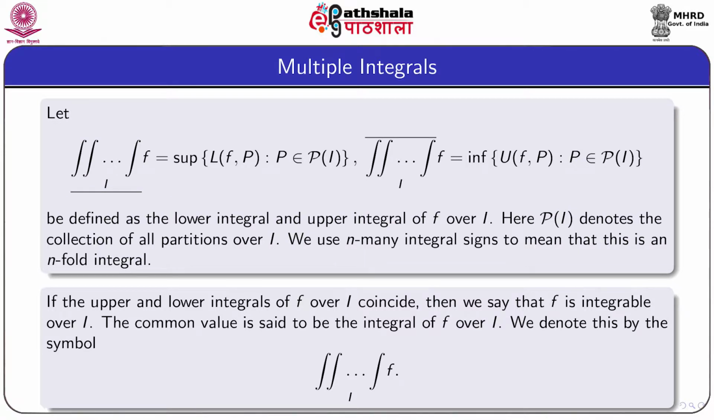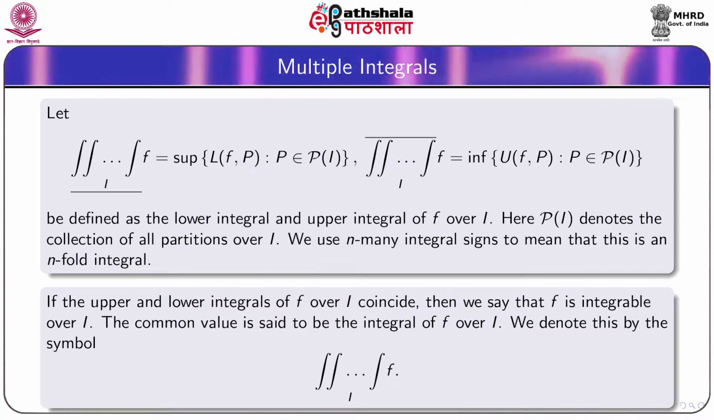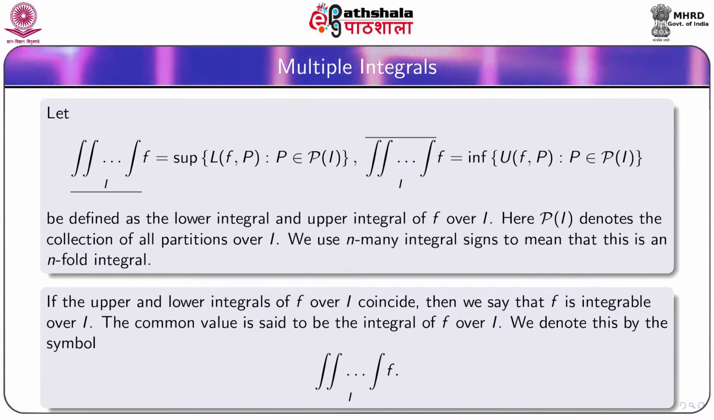and then we define another quantity, which we denote by n many integral signs, put I below it and put a bar over it, applied over f, by the infimum of U(f,P), where P is any partition of I. We call them the lower integral and the upper integral of f over I. Clearly here Pi denotes the collection of all partitions of I.